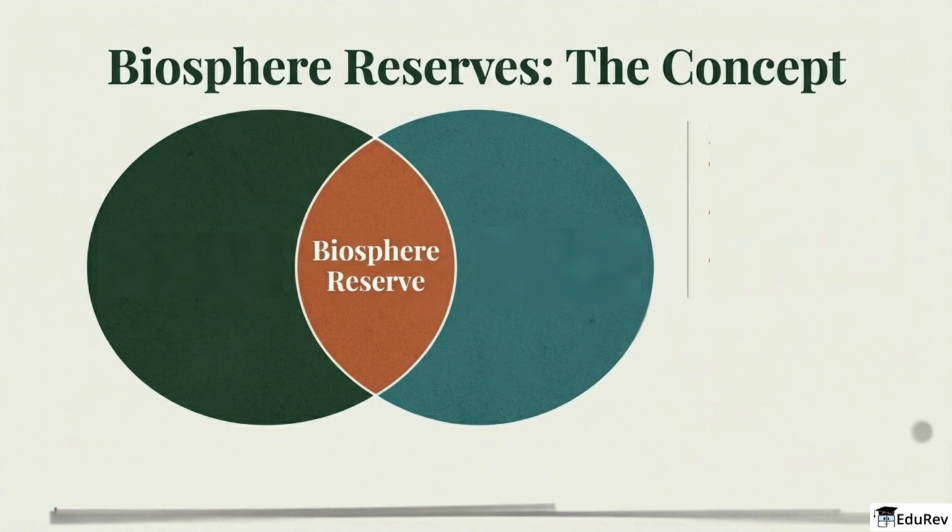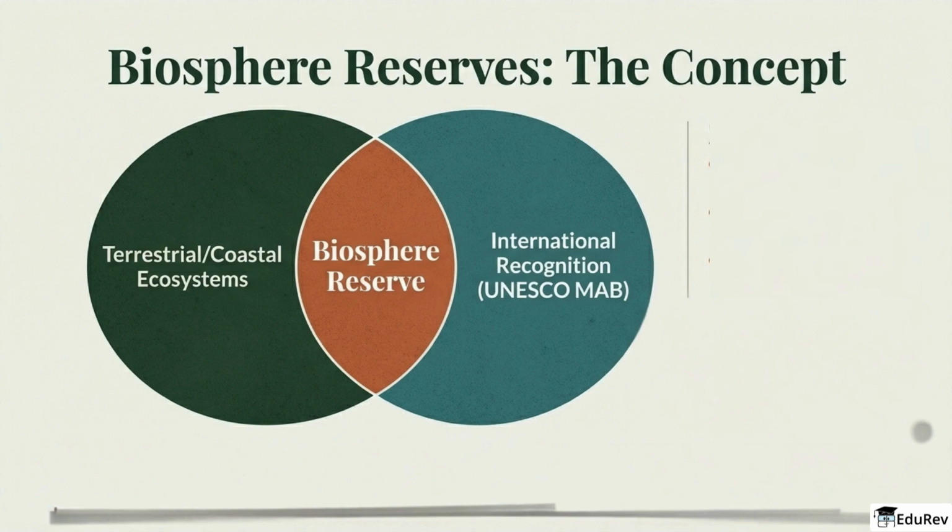And this concept must be understood properly. A biosphere reserve is not just another protected area label. It combines two ideas. One, protection of terrestrial or coastal ecosystems. And two, international recognition under the UNESCO Man and Biosphere Program, or UNESCO MAB.